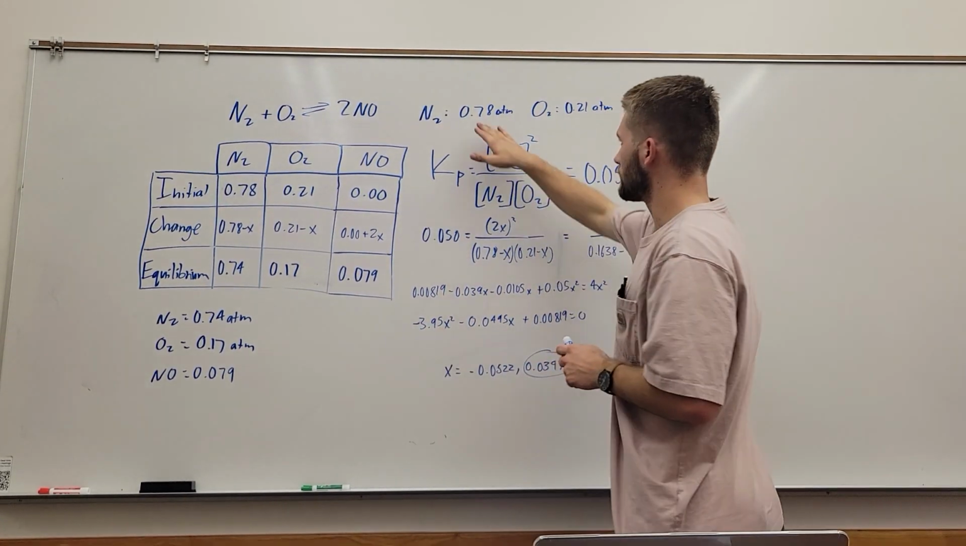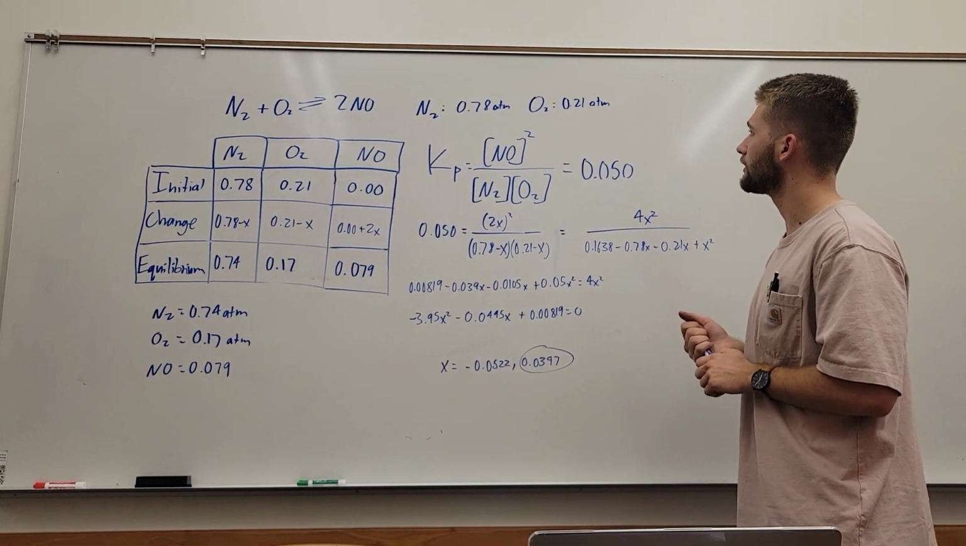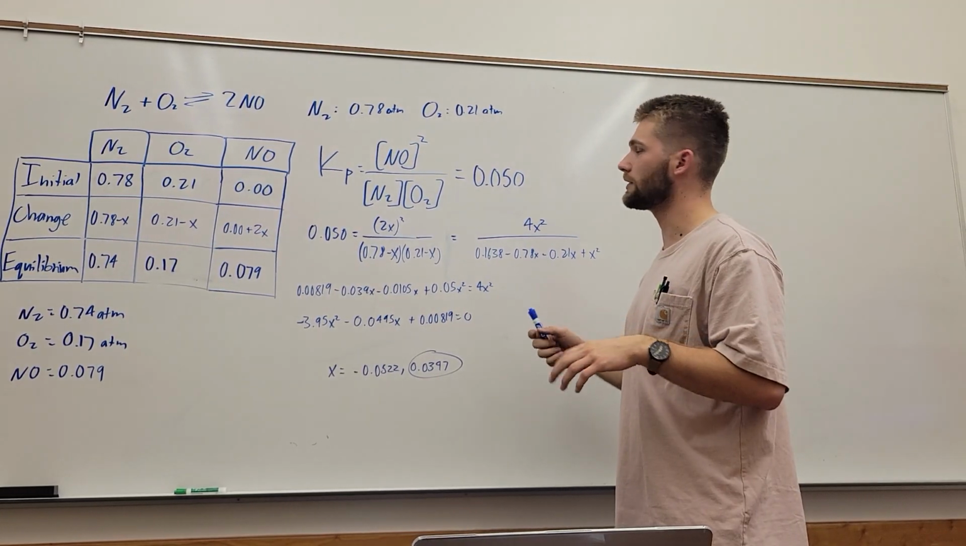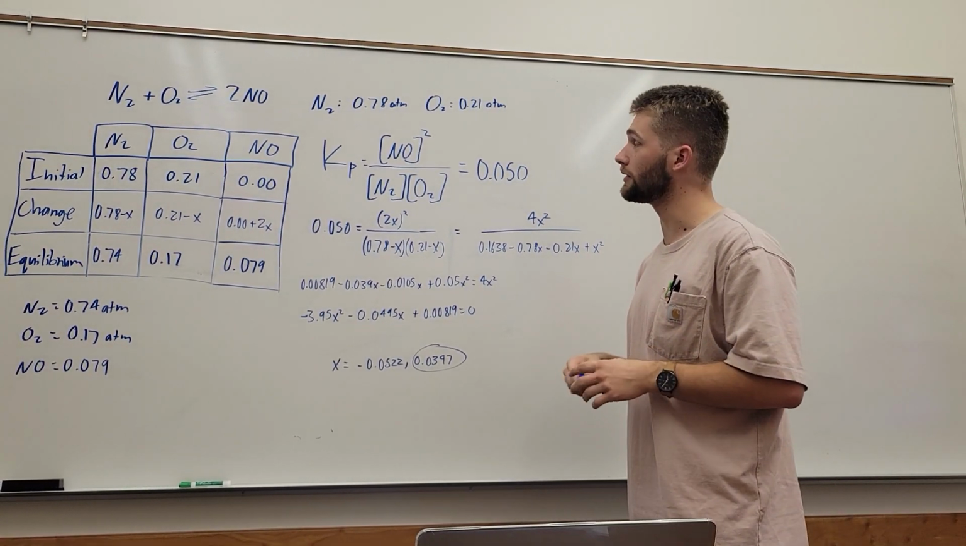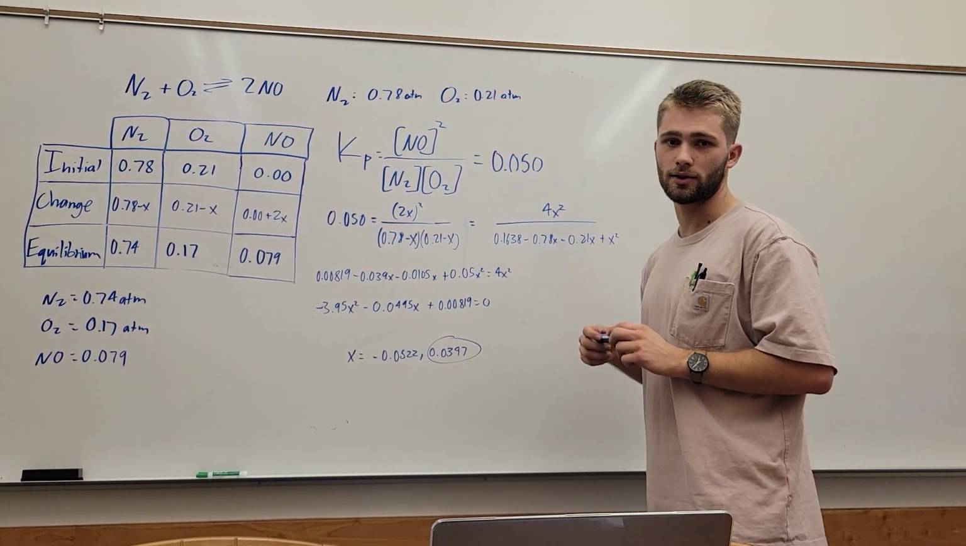I googled composition of dry air, 78% nitrogen, 21% oxygen. So Dalton's law of partial pressure states that if it's 78% times 1 atmosphere, we're going to have 0.78 atmospheres of nitrogen gas and 0.21 atmospheres of oxygen gas.